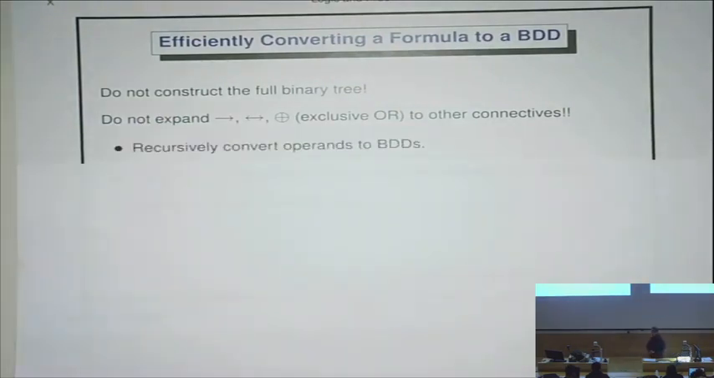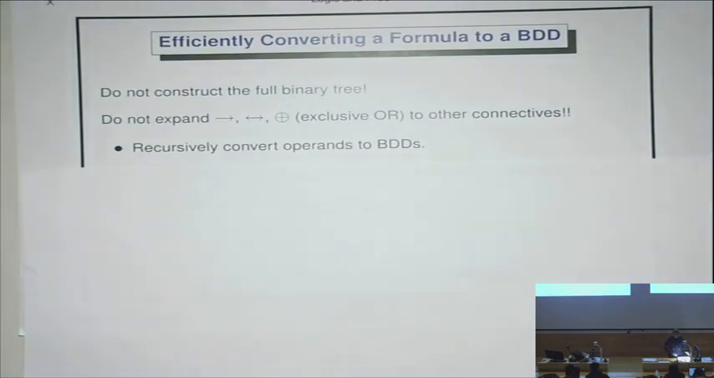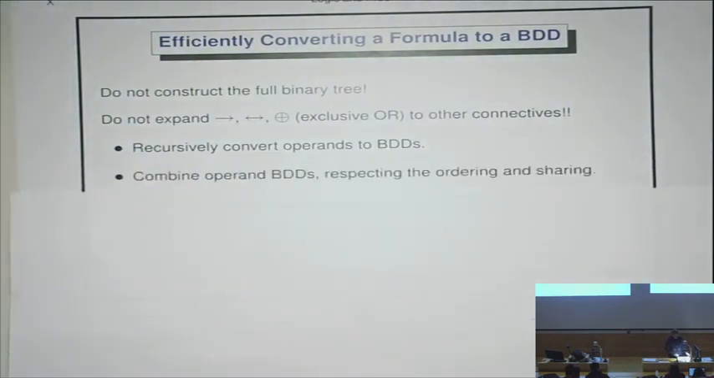And our method will be recursive. So, of course, formulas have a recursive structure. We will recursively convert the subformulas to BDDs, which you should imagine as being laid out in memory already, maybe sharing with lots of overlaps. And then what we need to do is join those two BDDs together using whatever logical connective happens to be at the top, kind of combining them, even if it's exclusive OR. We combine them in such a way that the new BDD gives the right result and respects the ordering of the variables and is maximally shared.